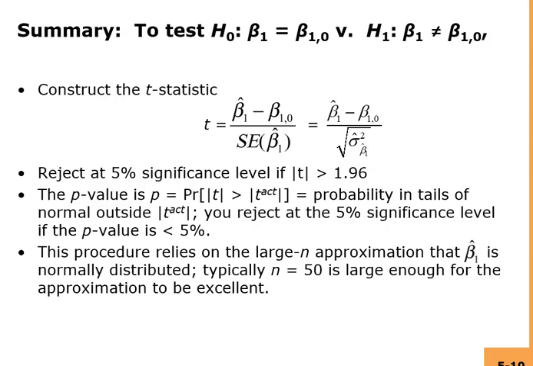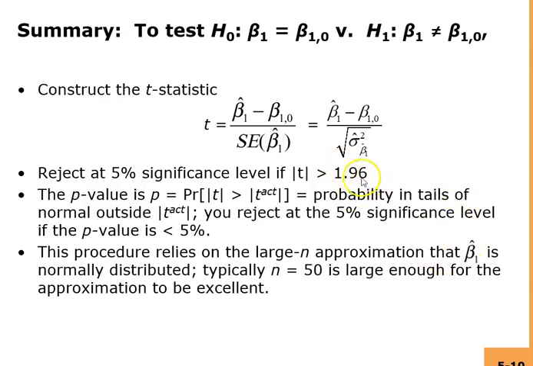Alright, so to construct the t statistic, we again have this formula over here: beta 1 hat minus the hypothesized value of the estimator, divided by the standard error of beta 1 hat. If we plug in all the numbers, we can calculate the t stat, and we will reject the null hypothesis if the t stat is either greater than 1.96 or less than minus 1.96.